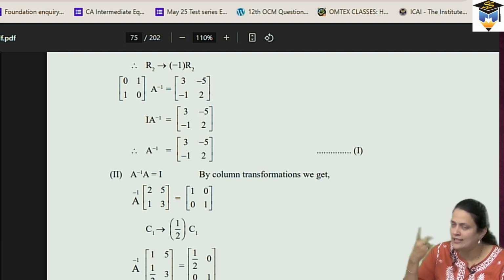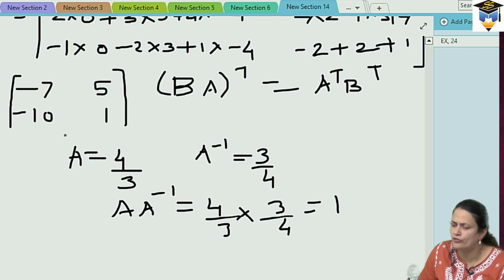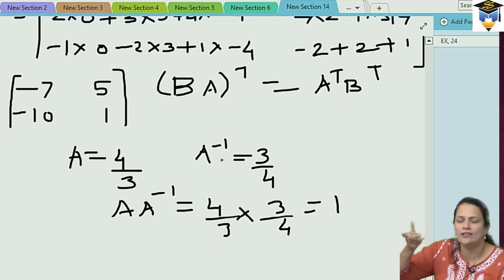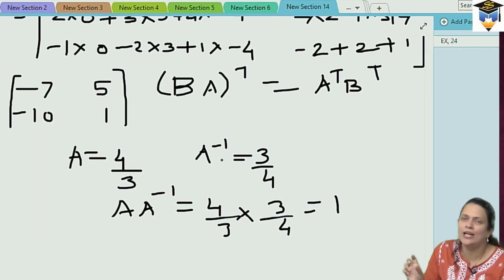Okay, so directly let us go to exercise 2.5. I'm going to solve the sum, then you will understand what is an inverse. Have you understood this concept which I have showed you over here? If A is 4 by 3, then A inverse is what? 3 by 4. When you multiply A into A inverse, you get I only, which is an identity matrix.